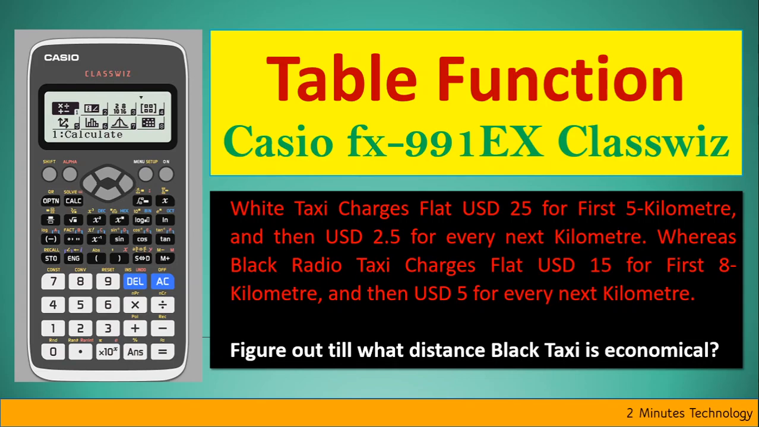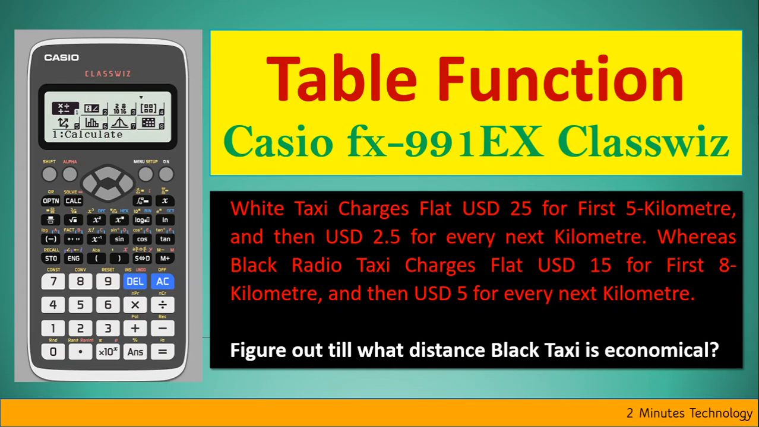So let us say the question says white taxi charges USD 25 for the first 5 kilometers and then 2.5 for every next kilometer, and black taxi charges USD 15 for 8 kilometers and then USD 5 for every next kilometer. Figure out at what distance black taxi is economical. Prima facie, it appears that white taxi is expensive and black taxi is cheaper. But we don't know, after a certain distance, maybe the situation changes. So we will use the table function to check how these two functions behave and figure out the answer.